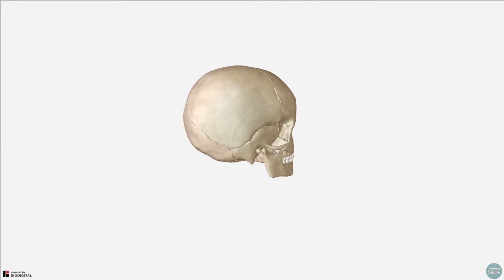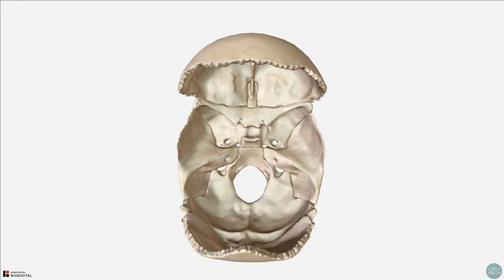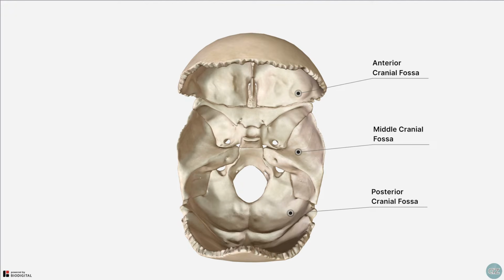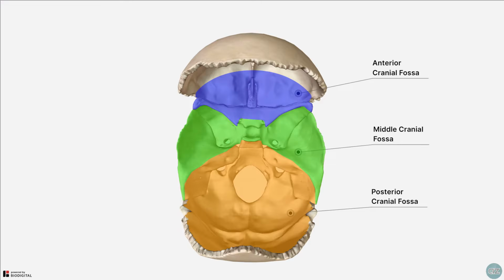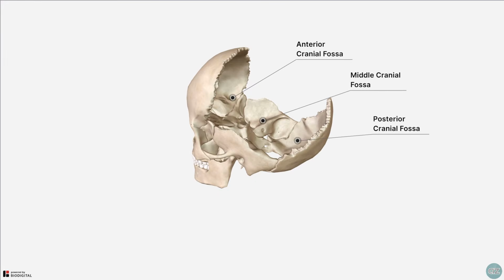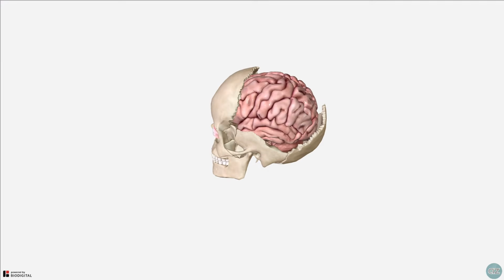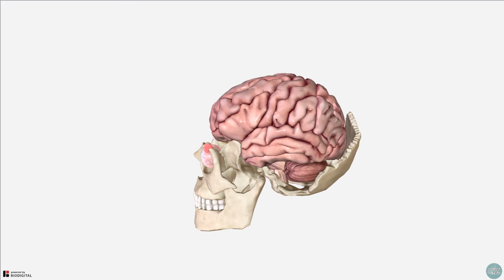So the floor of the cranial cavity is divided into anterior, middle and posterior cranial fossae. These are large depressions within the internal surface of the cranial base, which house different parts of the brain and its associated structures.